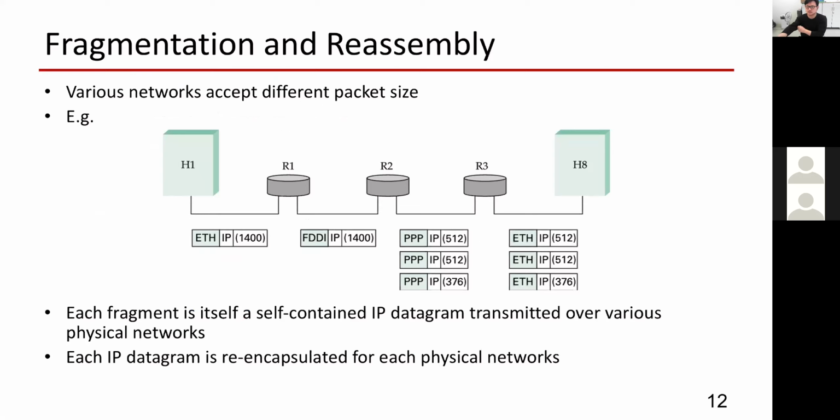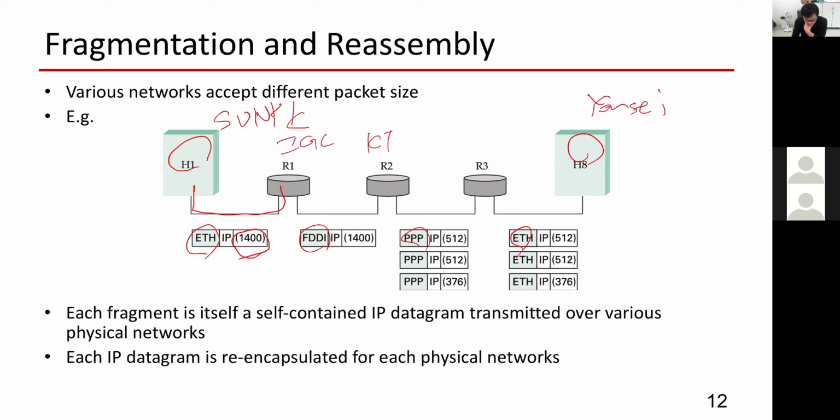So fragmentation, why is fragmentation important? Let's say your backbone is different: Ethernet or fiber optics and point-to-point connection. Then Ethernet. Then host 1 and host 8. Host 1 was SUNY K, and host 8 was Yonsei University. So we have a very nice backbone. Then my packet size is 1400. That is fine. Then between this, there's IGC, there's KT, there's Yonsei.